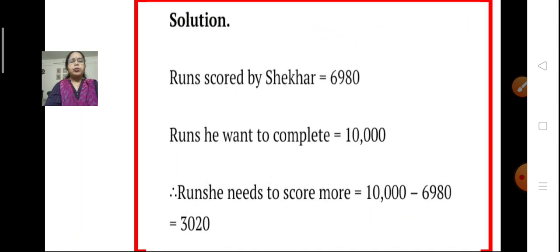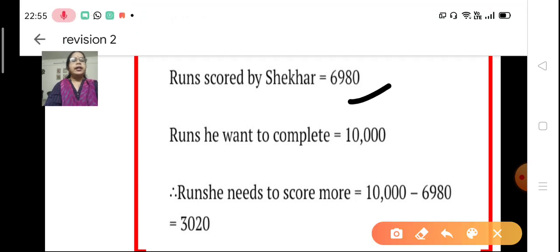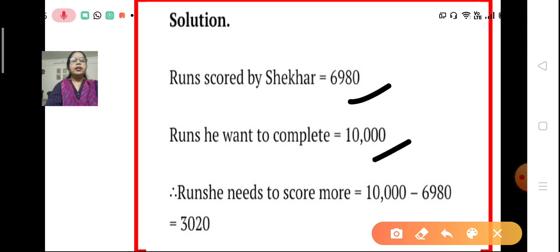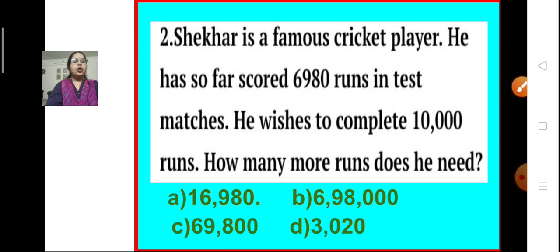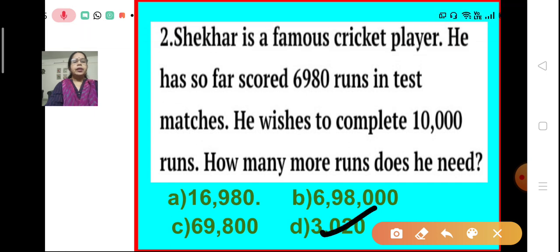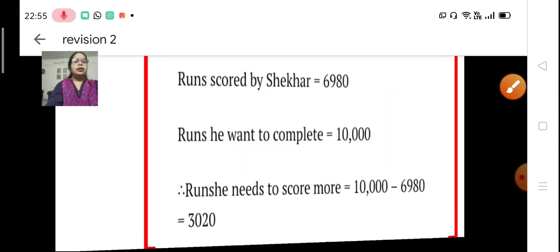So what do we do? We solve the problem in our rough notebook. Runs scored by Shekhar, 6,980, and runs he wants to complete, 10,000. So how many more means we have to subtract it, isn't it? So 10,000 minus 6,980, and what is the answer that we get? It is 3020. Now let's see which is the option, 3020. This is option D. Okay, so the right answer is option D.